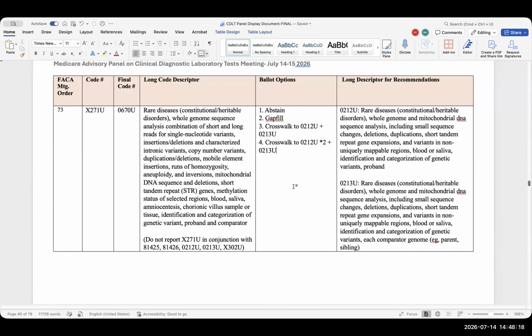I see. And do you have a code that is just long read only or short read only? We have from last year a code that is short and long reads. The short reads only is the 0212U, and the comparator for it is the 0213U. That's for short reads only. We don't have one for long reads only. We have one for short and long read for singleton, and that's the 0567U. I see. But you have not submitted a code for just long read. It is always long read on top of a traditional short read. Exactly. Okay.